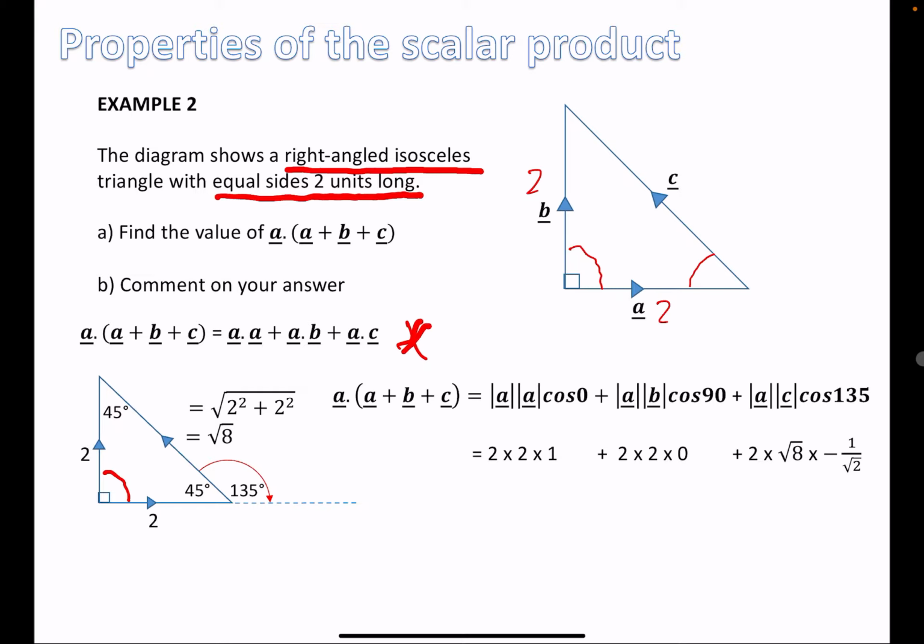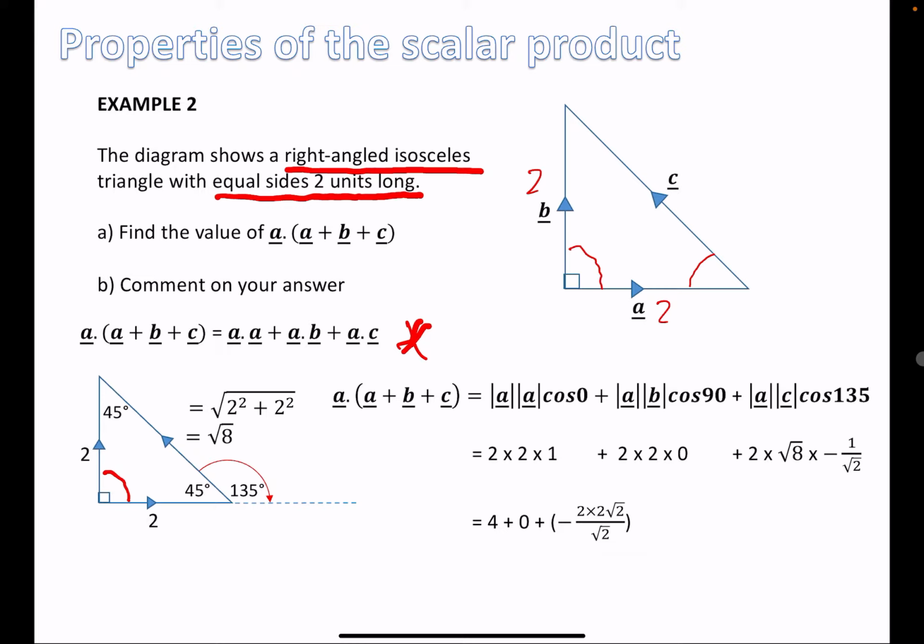A and C are root 8 and 2, and then the cos of 135. So we did something like this earlier. It's equivalent to the cos of 45, but it's in the sine quadrant, so it's minus in there. So it's the same as minus cos 45. Cos 45 is 1 over root 2, so it's minus 1 over root 2. Simplify all this down. Okay, 2 times 2 times 1 is 4. 2 times 2 times 0 is 0. And then the last bit there, I'm just basically going to get minus 2.